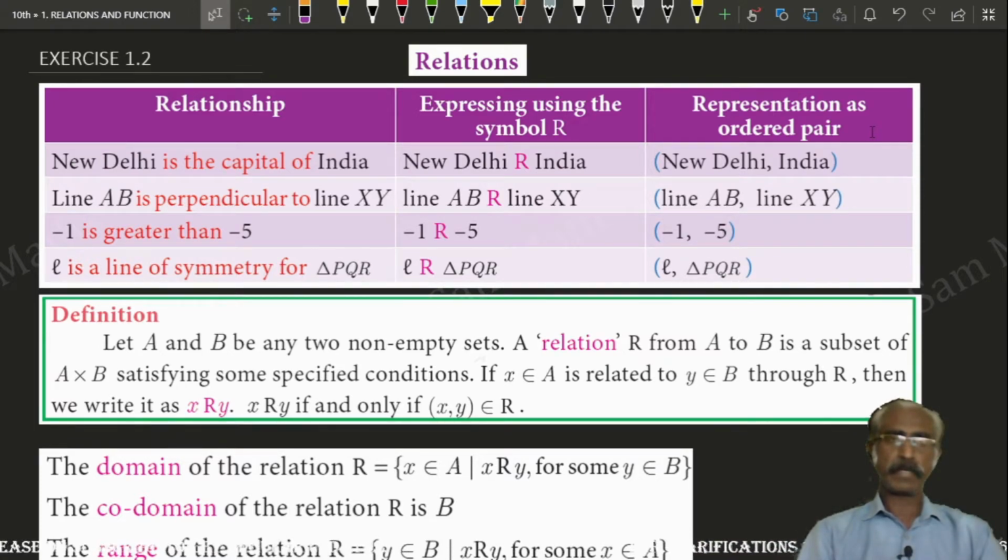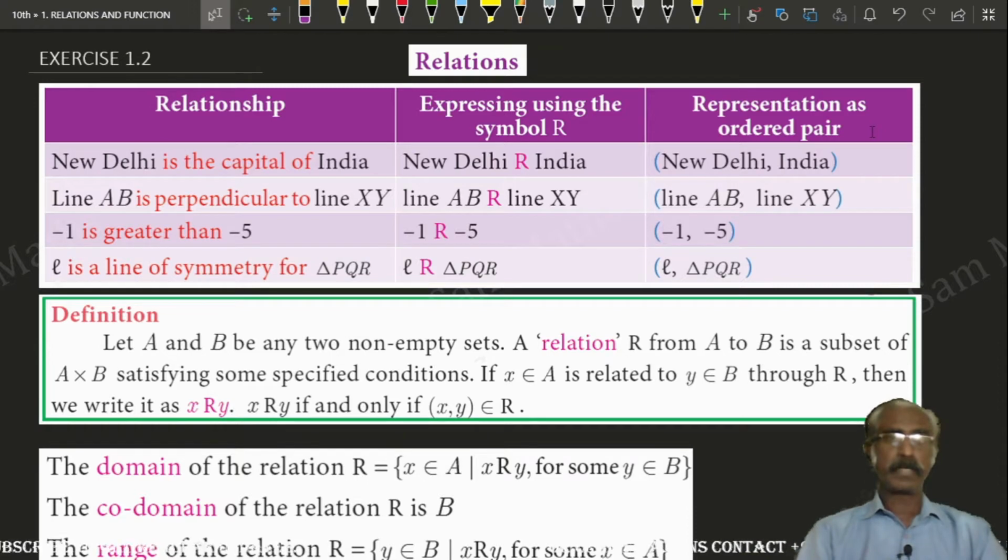Now we are saying that the third one, -1 is greater than -5. Here the relation is greater than. So -1 is related with -5. Here the relation is greater than. Order pair is -1, -5. That you can't change it as -5, -1. That you have to write in the same form.